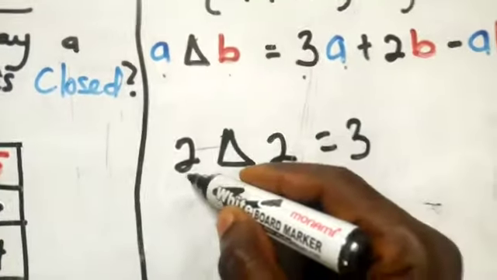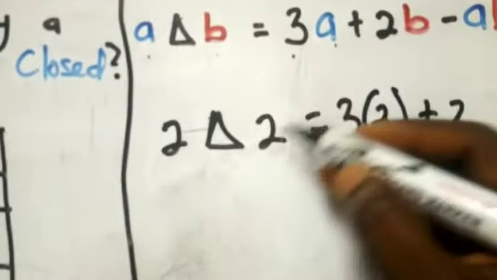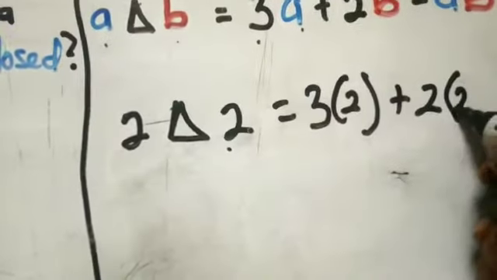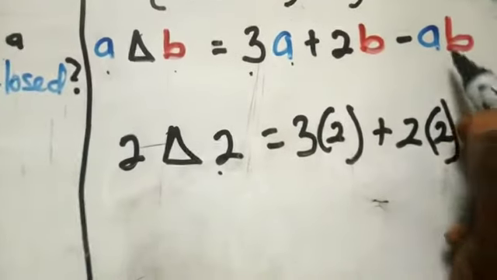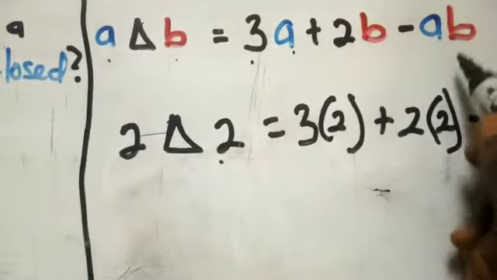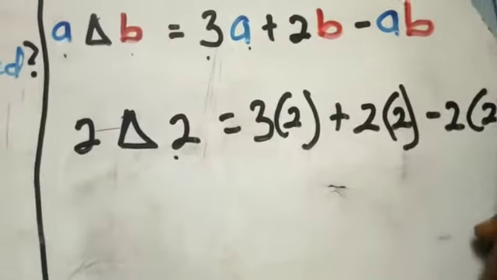Who is the first person? This is 2, and then plus what? 2 multiplied by the second person. The second person is what? It's also 2, and then minus what? 3 minus what? The first person by the second person. What is the first person? That is 2 multiplied by the second person. Is that okay?